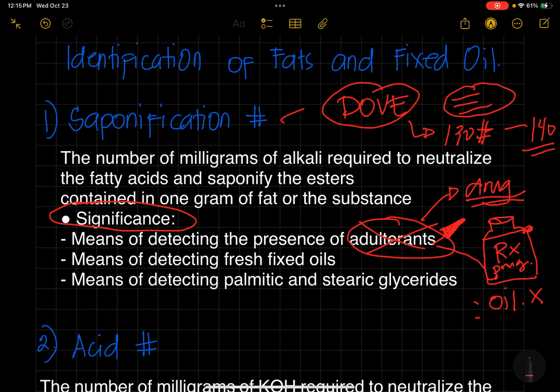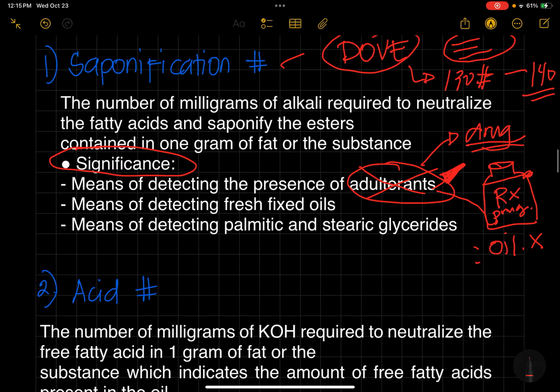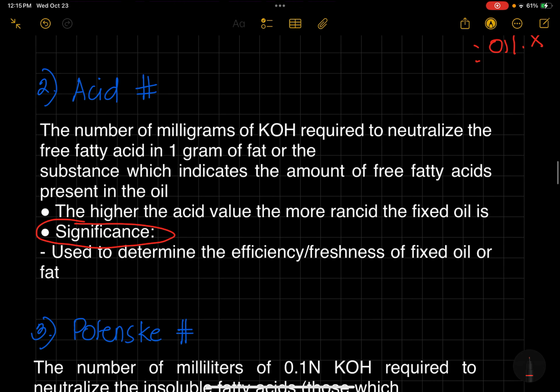So, means of detecting fresh fixed oils, that is also your saponification number, and means of detecting palmitic and stearic glycerides. We have acid number, the number of milligrams of potassium hydroxide required to neutralize the fatty acids in 1 gram of fat, or the substance which indicates the amount of free fatty acid present in the oil. So the higher the acid value, the more rancid the fixed oil is. So anong rancid? Panos man Japon, ha? And the significance of this, no, used to determine the efficiency, freshness of fixed oil or the fat.